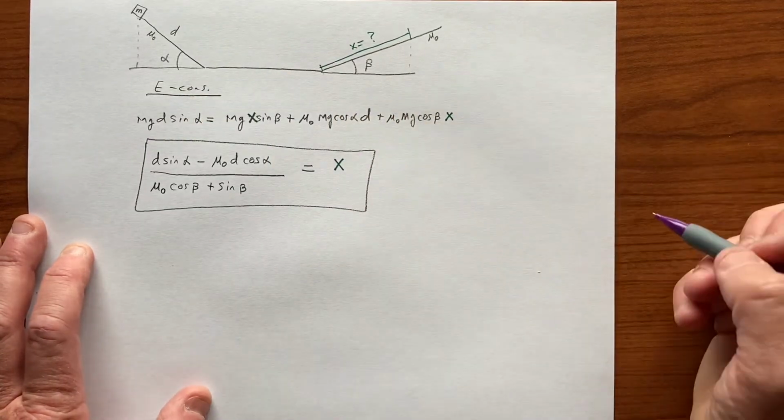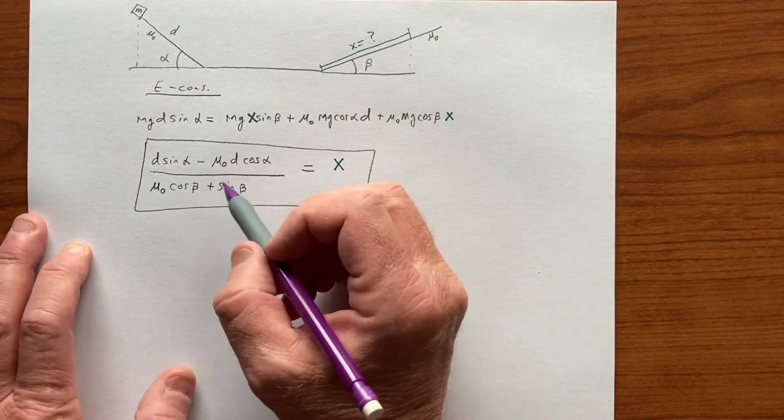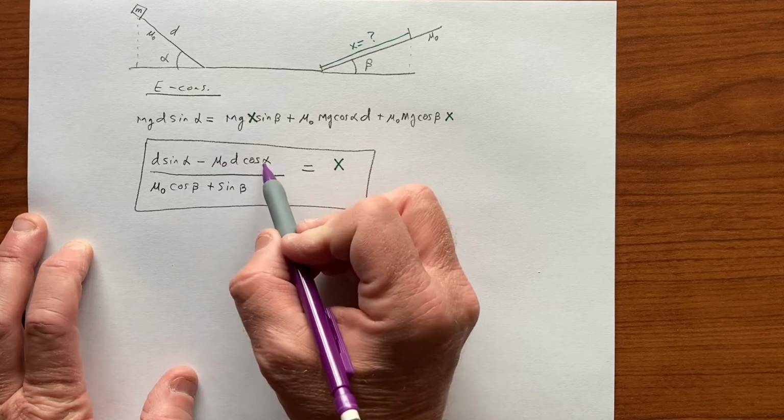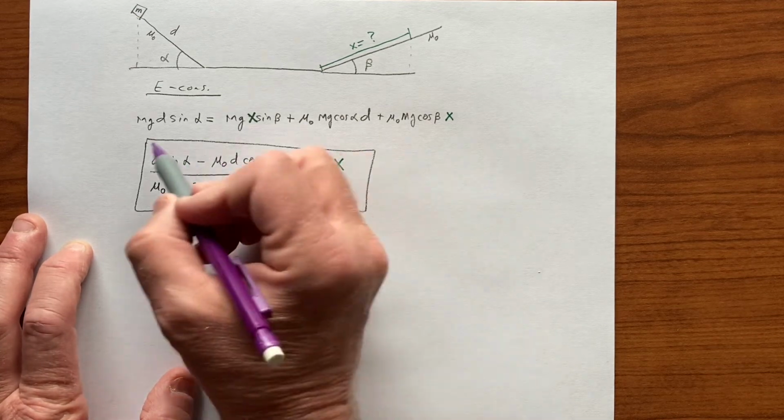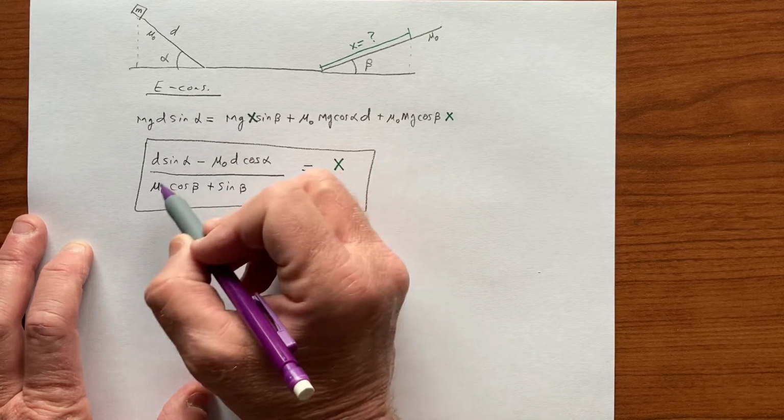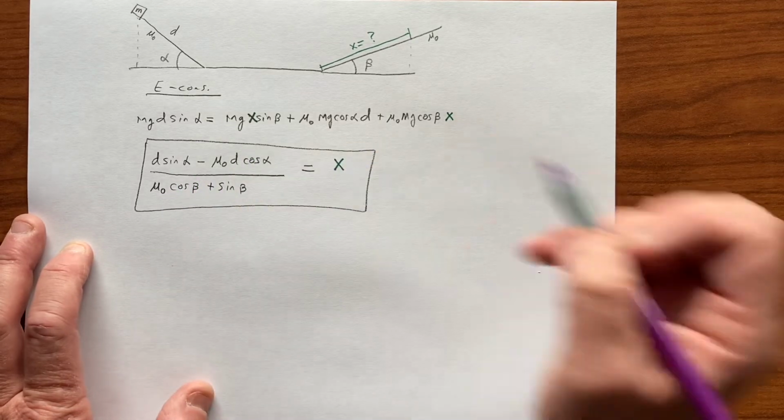Let's see if this makes sense dimensionally. So this is dimensionless, cosines and sines are dimensionless, so there's a d here, and this is dimensionless as well, so at least that's a distance.